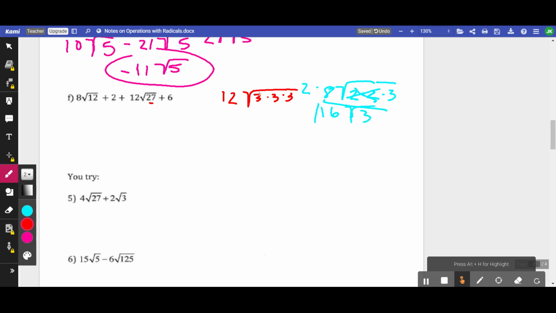And remember, they'll come out in groups of 2. So your set of 3s can come out here. So then you'll have this here. So you'll have 36 square root of 3 then for that one.